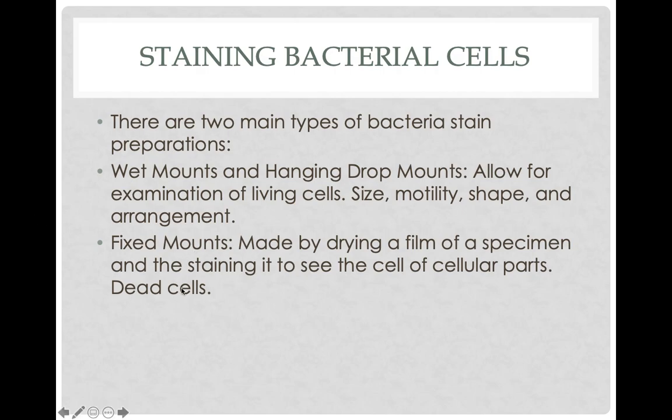And then you have fixed mounts. So fixed mounts are dead bacteria cells. I mentioned we don't really like to look at living bacteria underneath a microscope, especially for newbies. So we're going to kill them. So what you're going to do is you're going to take a little sample of bacteria from your petri dish and put it on a slide, and then you're going to kill them using heat most of the time, or some sort of acid and things like that. And then you're going to add a stain to it to allow you to see the bacteria, which otherwise would just be clear against that glass slide.